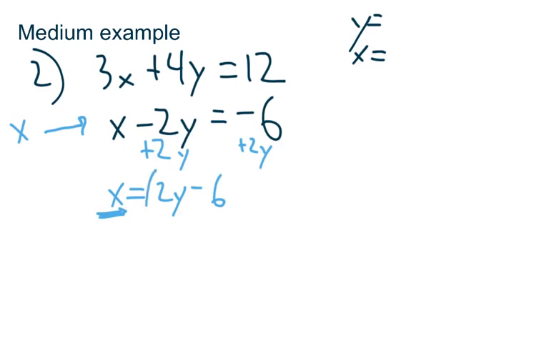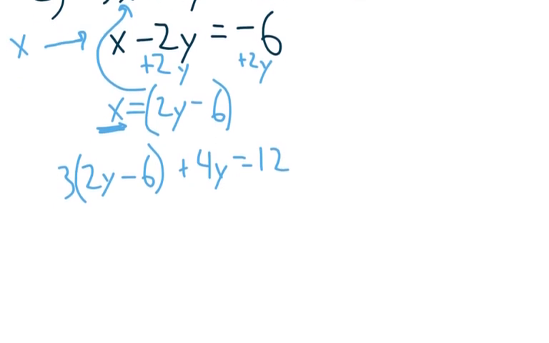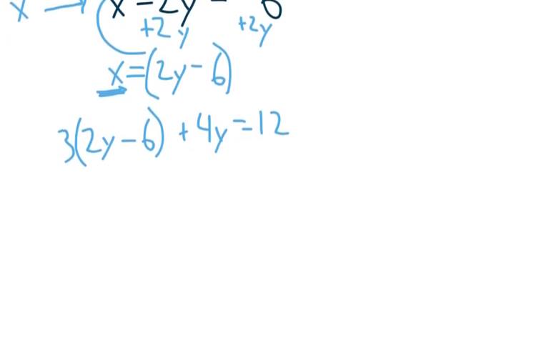And so I can take this and plug it in for x in the other equation. And so now I'll get 3 times 2y minus 6 plus 4y equals 12. And so what this does is it gives us one equation with one variable, and we can now solve that. Now, again, this is a medium example because it requires a lot more work in terms of crunching numbers, distributing, keeping track of all our stuff. And so let's see what we get here.